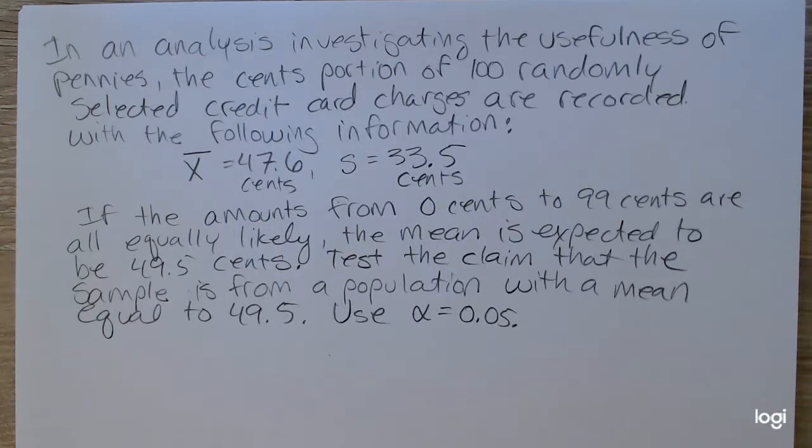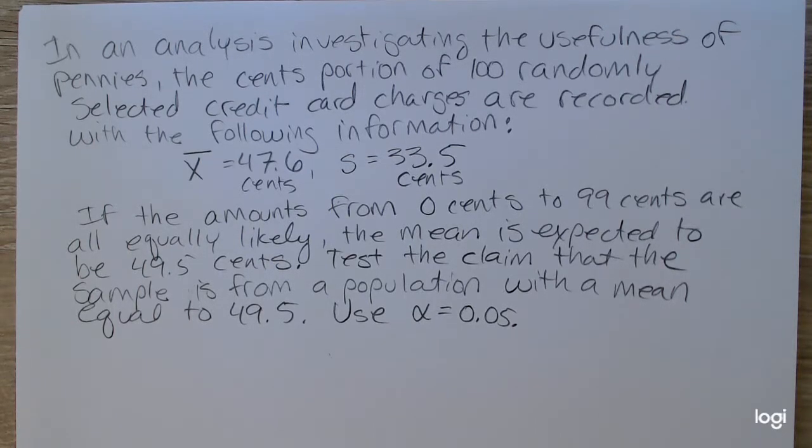This is an example of a hypothesis test for a mean when sigma is unknown. In an analysis investigating the usefulness of pennies, the cents portion of 100 randomly selected credit card charges are recorded with the following information. The sample mean was 47.6 cents and the sample standard deviation was 33.5 cents.